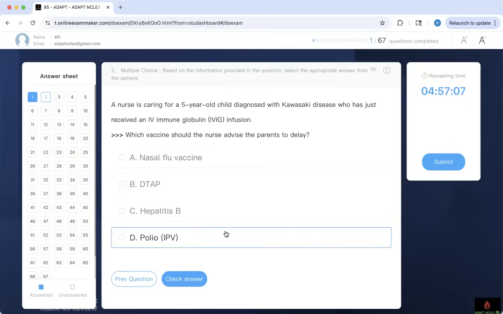A concept question. Concept related to what? Kawasaki disease. A nurse is caring for a 5-year-old child diagnosed with Kawasaki disease who just received IV immunoglobulin. Which vaccine should the nurse advise the parent to delay?